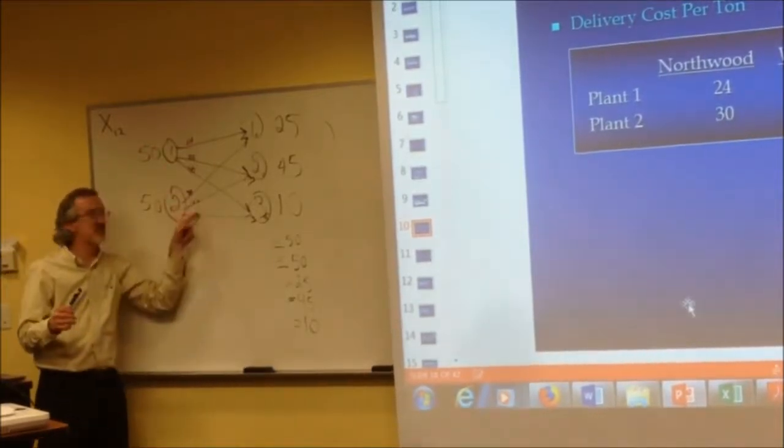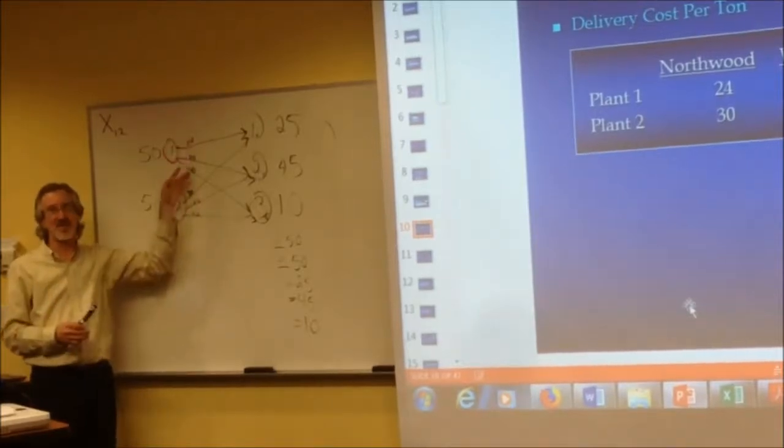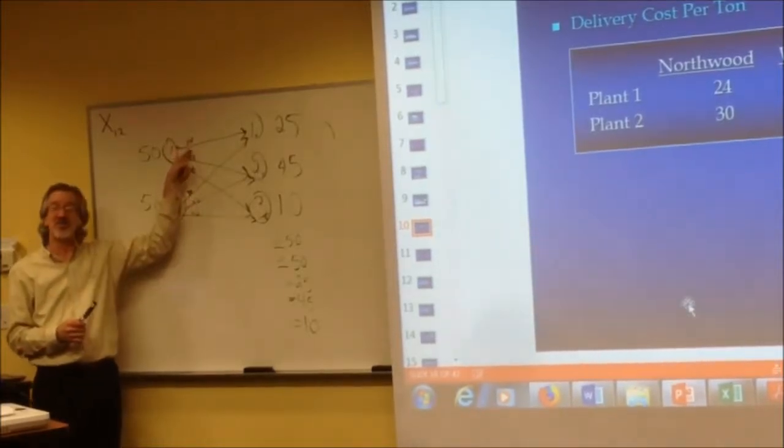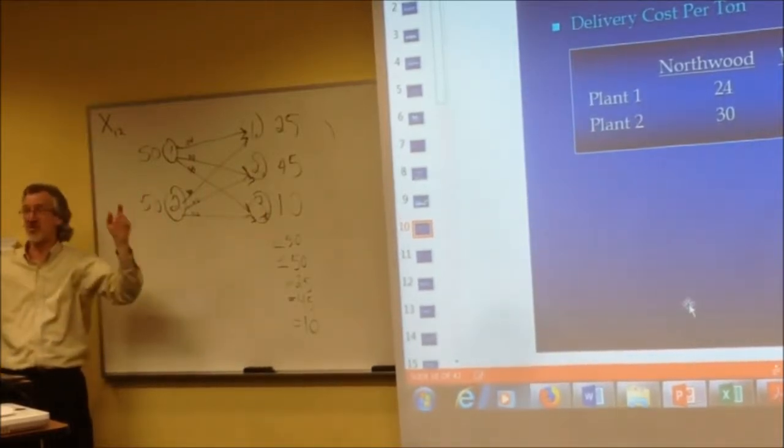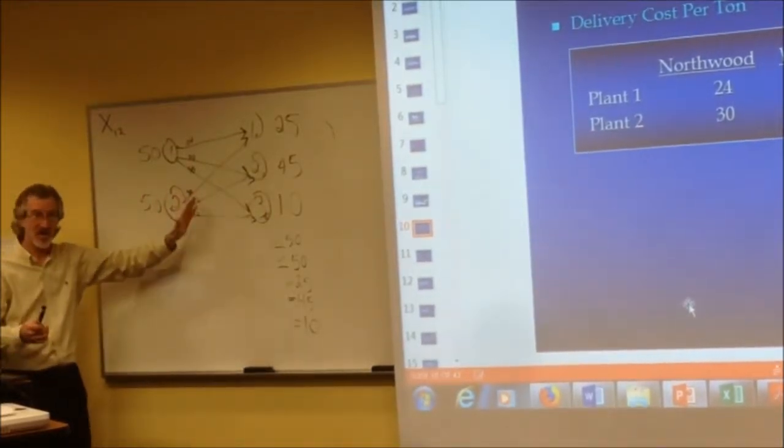Do not use these numbers. Again, that's the second most common mistake. These costs are all about your objective function, not your constraints. Your constraints are just variables in these transportation models. You ready?